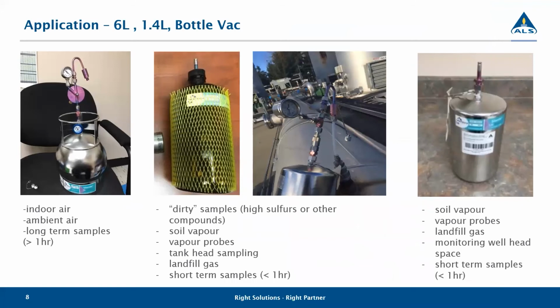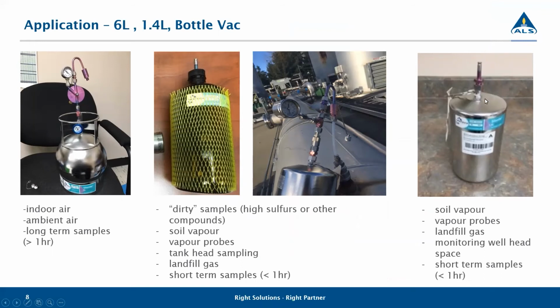So I'm not going to read this particular slide, but I wanted to give you an idea of some of the applications that the canisters are used for, and the different sizes of canisters and what they look like when you get them. So the 6-liter canister has a valve on it and then a quick connect at the top, whereas our 1.4 liter canister, as you can see, it's just a quick connect. And why do we just have the quick connect on this particular canister?